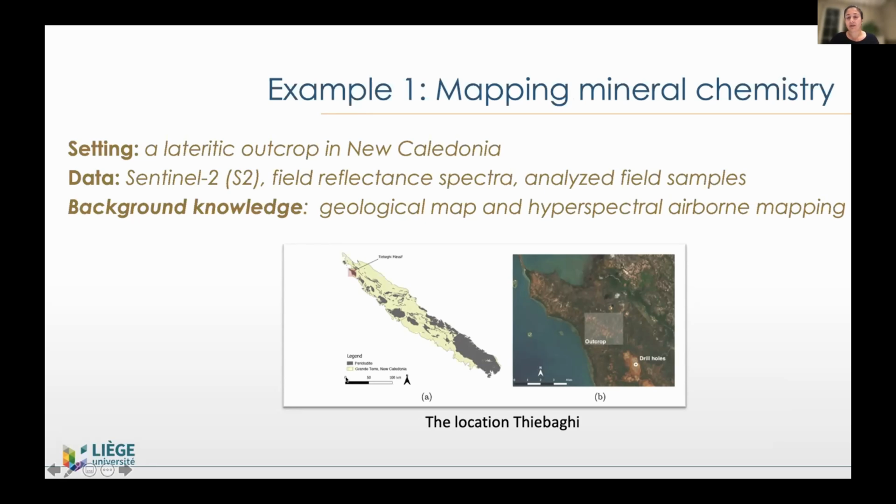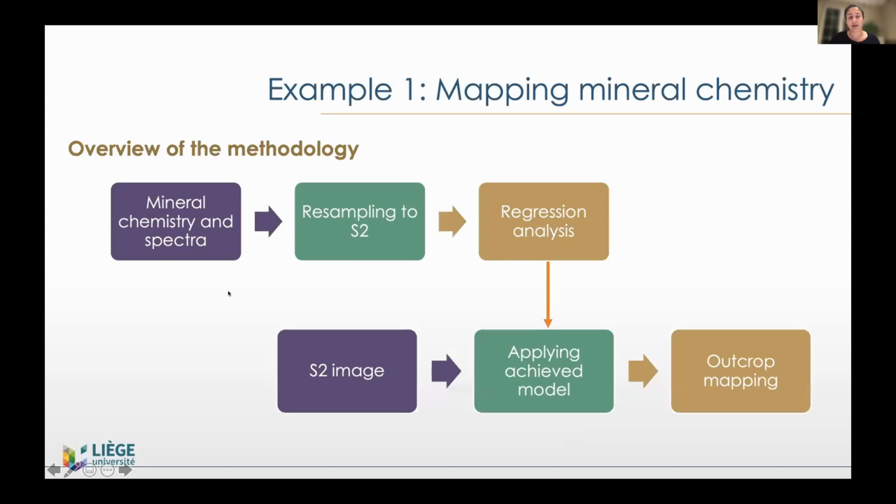CSIRO had a lot of drill holes in a region that is a nickel mining site. With these drill holes that you have seen also earlier in the presentation, there were some reflectance spectra and analyzed samples. And close to the drill holes, there's an outcrop that has already been mapped using hyperspectral airborne data. So that's a little bit expensive. And we tried to see with Sentinel-2 and with the geological knowledge of the area, if we could redo that again, using the drill hole data.